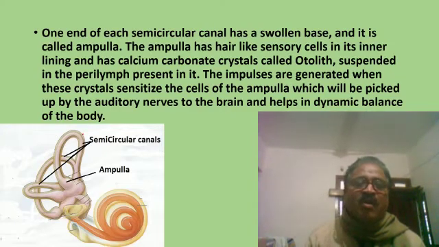So, ampulla of each semicircular canal has some hair-like sensory cells in its inner lining and the perilymph fluid in it. In the perilymph, there are calcium carbonate crystals suspended, and these calcium carbonate crystals, when they touch these sensory cells present inside the ampulla, then nerve impulses are generated in the sensory cell. These nerve impulses are carried to the brain through the auditory nerves and helps in dynamic balance of the body.